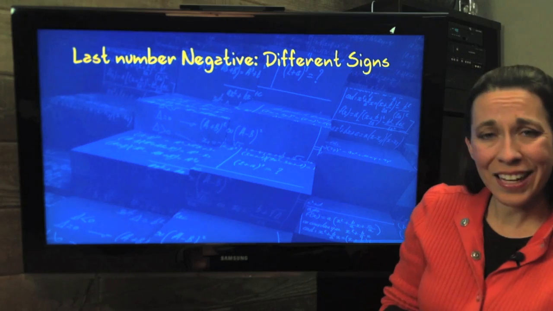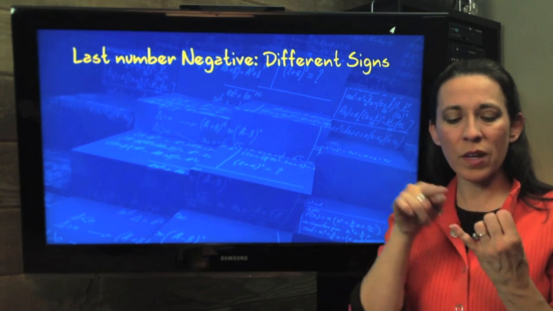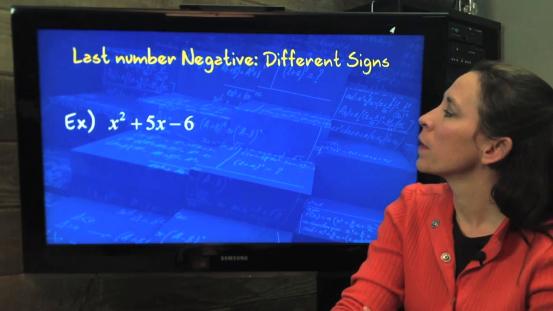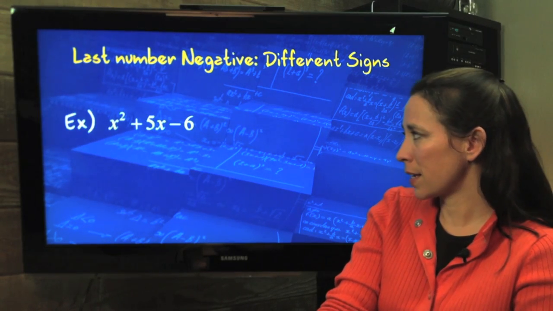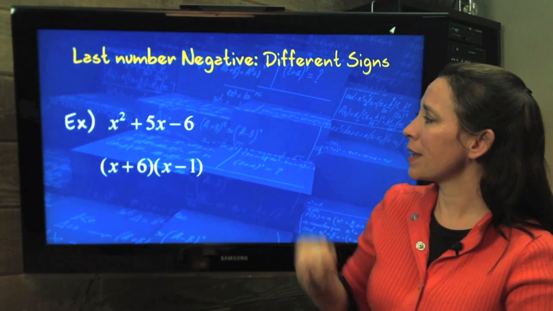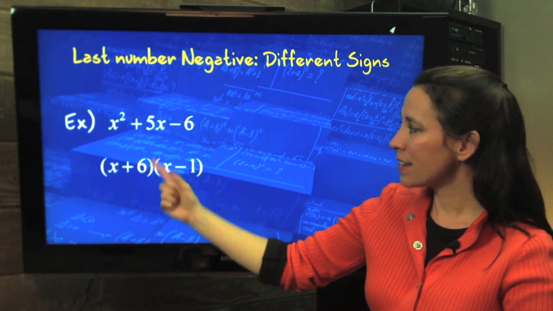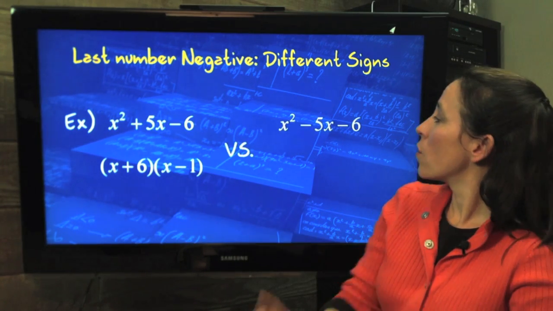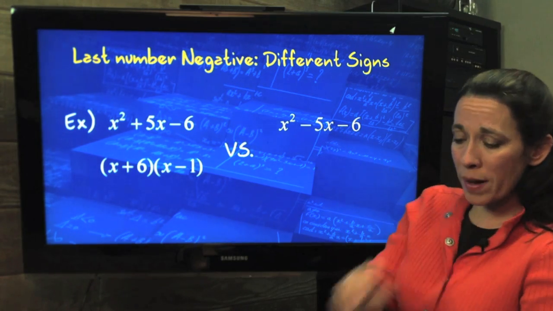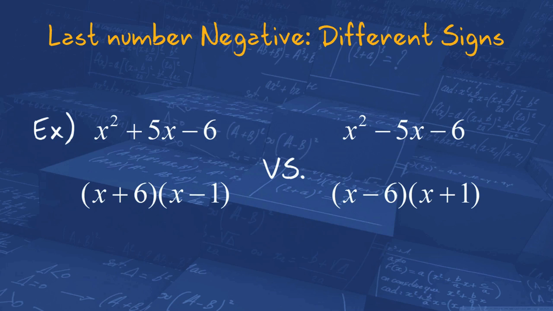Likewise, if your last number is negative, you have to have different signs, because only a positive times a negative or negative times a positive is going to give you a negative product. So x squared plus 5x minus 6, we're going to use a positive 6 and a negative 1. They multiply to give me a negative 6, but they add to give me a positive 5. Versus x squared minus 5x minus 6. Well, they multiply to give me a negative, so I know my signs are different, but they have to add to a negative 5 this time, so I'm going to use a negative 6 and a positive 1. So remember, your sign tools are really important here.